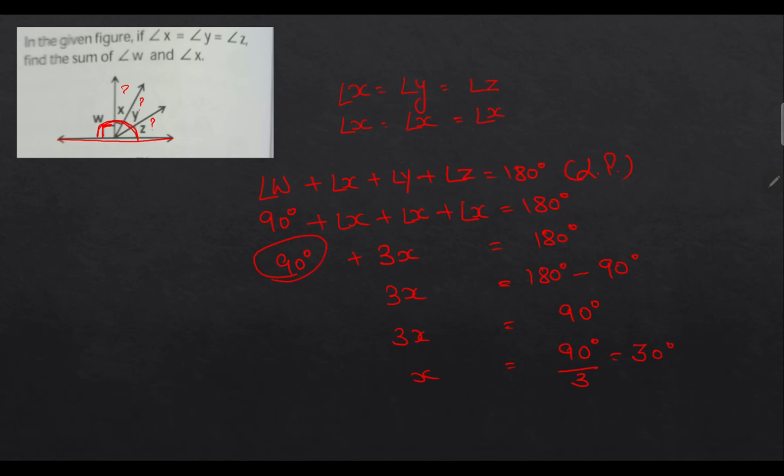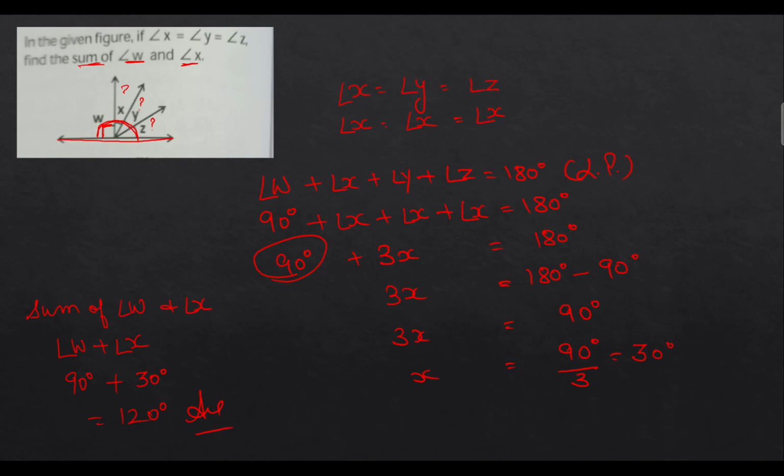Now the question demands the sum of angle W and angle X. So you will write down now, sum of angle W and angle X. That means angle W plus angle X. So angle W here is 90 degree. Angle X is 30 degree. It will be 120 degree. This will be your answer. This is the way how you have to solve this question.